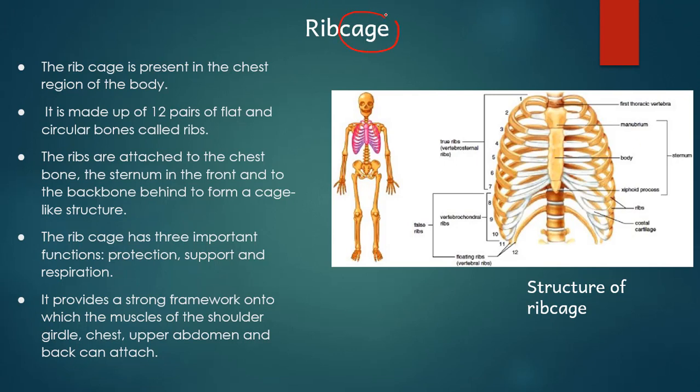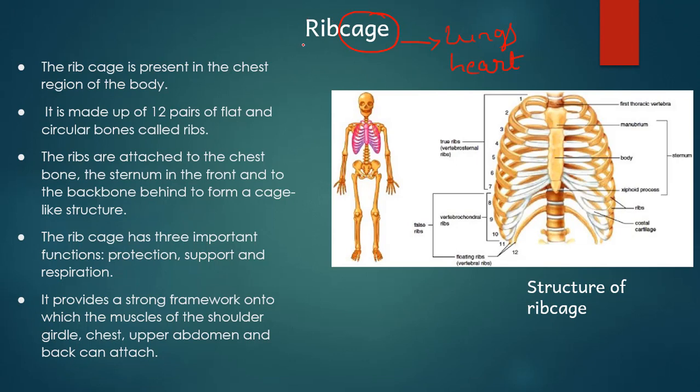Cage means a protection. Again, what are we protecting here? We are protecting delicate organs such as the lungs and heart. You can imagine a cage in a zoo where we protect the animals. In the same way, there is a cage in our body, and this cage is protecting the lungs and heart.